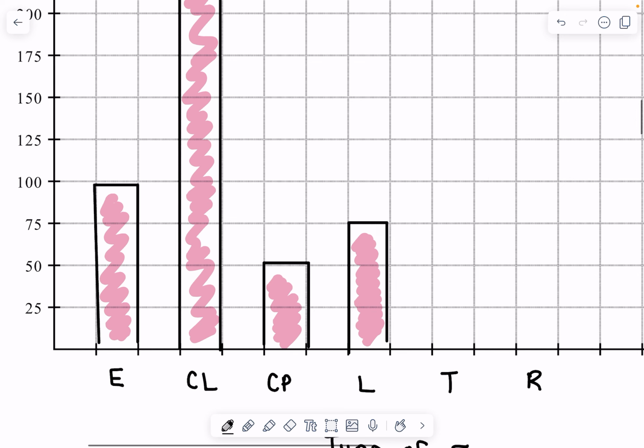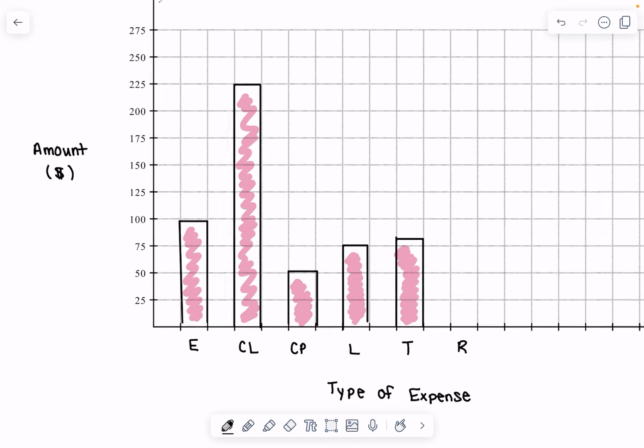So you're going to eyeball it. We understand that 75 to 100 is where it's going to land. It's just going to be slightly a hair over 75, so maybe right there. If you take a ruler out, I'm probably not exact. We're just trying to get a general ballpark here, just so we can see visually, transportation is a little bit more than lunch.